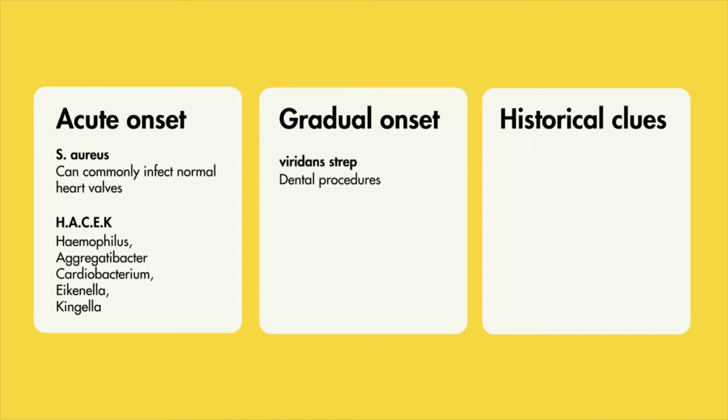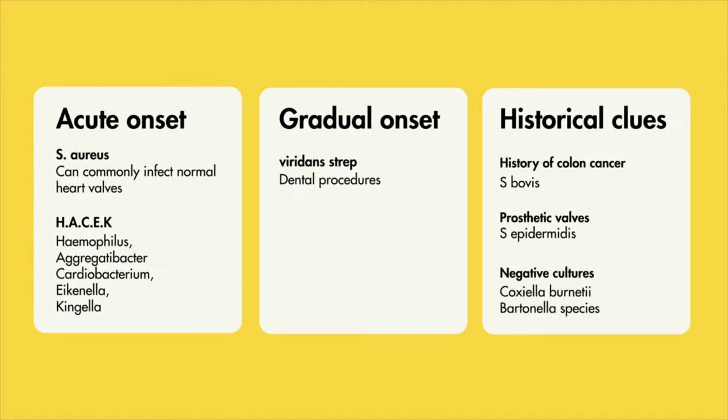In patients with a history of colon cancer, think Strep bovis. In patients with prosthetic heart valves, think Staph epidermidis. Because part of the diagnosis requires culturing these bugs, obtaining multiple blood cultures plays an important role in making the diagnosis. But in cases where you still suspect endocarditis when cultures are unrevealing or negative, you should start thinking about Coxiella and Bartonella species. So there you have it, a quick overview of the microbiology of infective endocarditis.